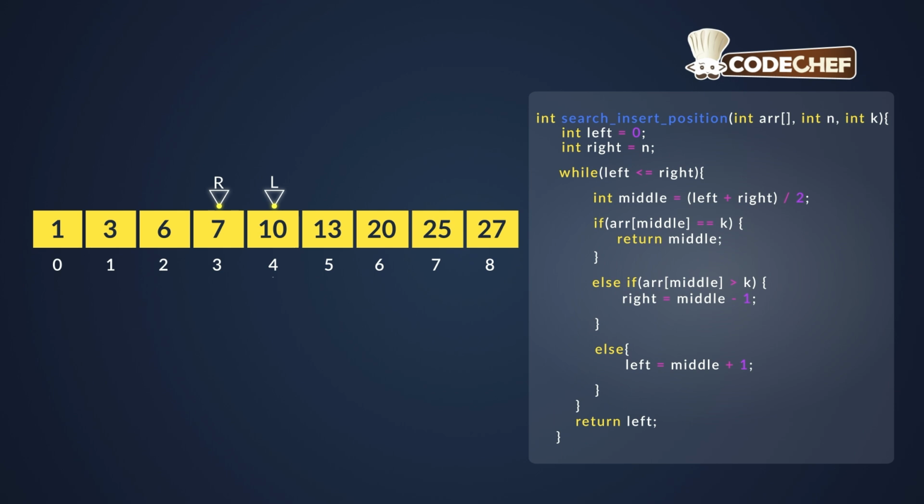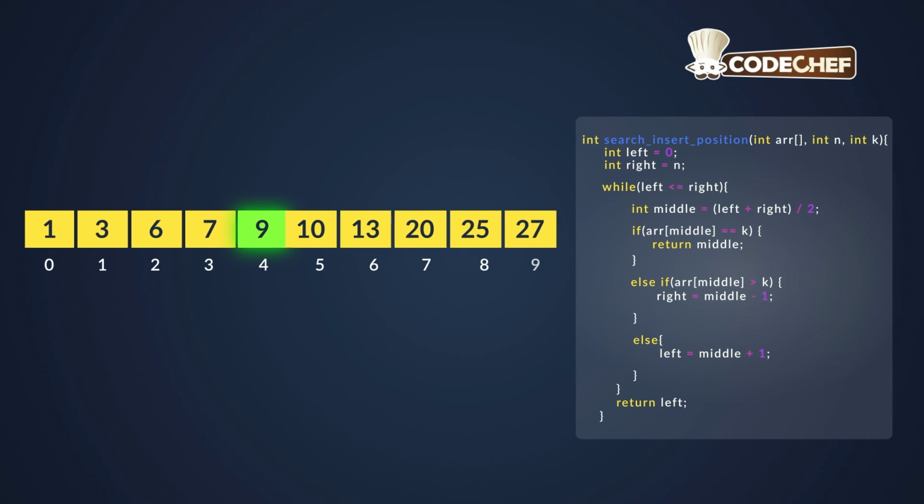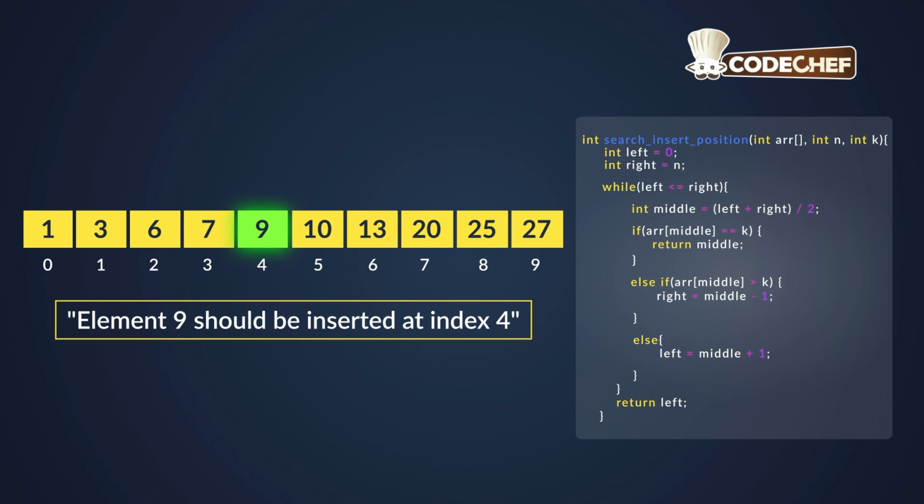Now, left is at index 4 and right is at index 3. Since 9 is greater than 7 but smaller than 10, we break out of the while loop as left is greater than right. It should be inserted at index 4. If the target is not found, left will indicate the correct insertion position.